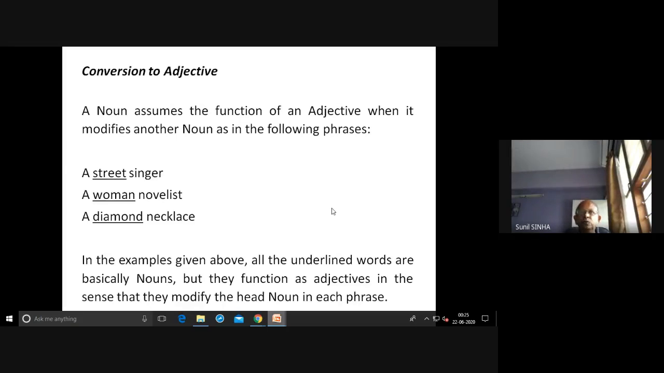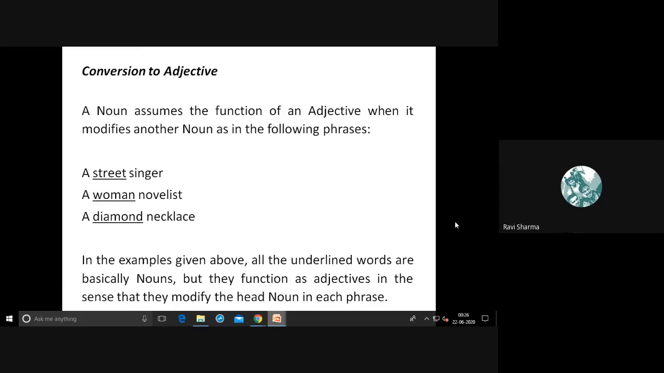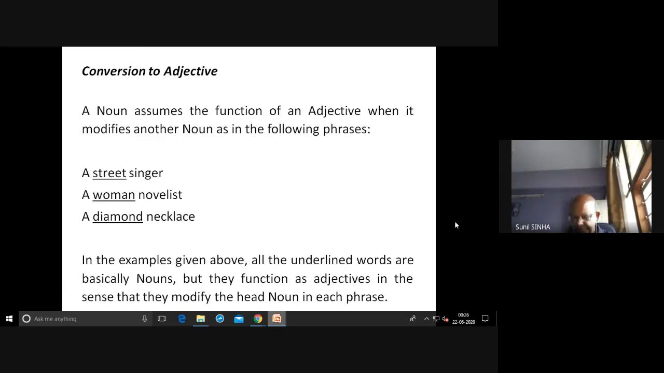Now look here. What does an adjective do? An adjective modifies a noun. I'll take another 2 or 3 minutes and then come to an end. An adjective modifies a noun. Like we can say, he is a brilliant student. Now, brilliant is an adjective because it modifies the noun student.